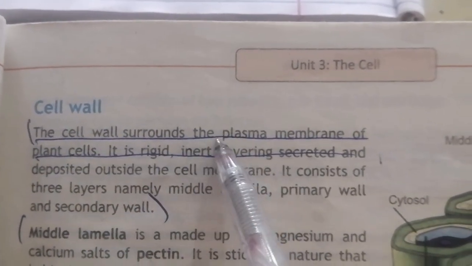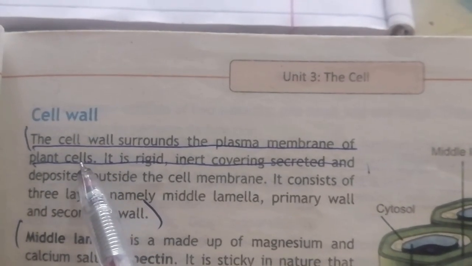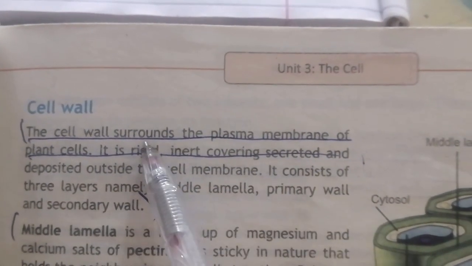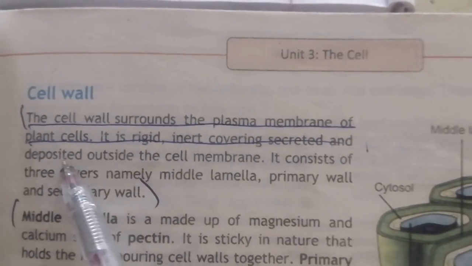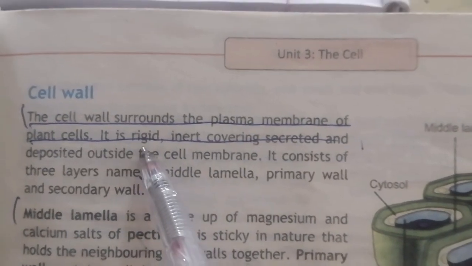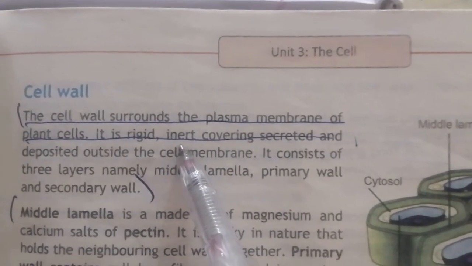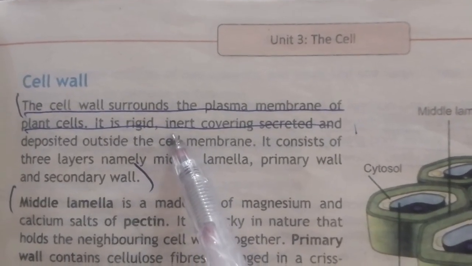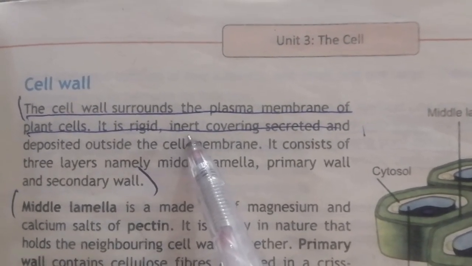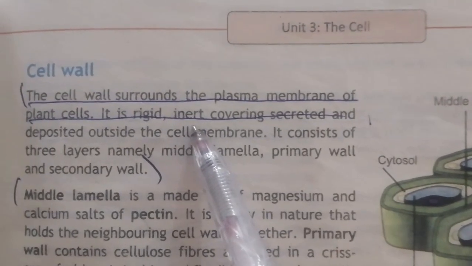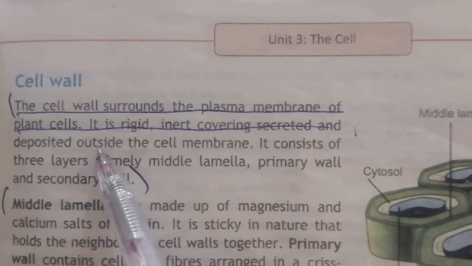The cell wall surrounds the plasma membrane of plant cells. Cell wall plant cell की plasma membrane के अतराफ में पाई जाती है. It is a rigid inert covering secreted and deposited outside the cell membrane. ये एक hard और ऐसी कवरिंग है, ऐसी आउटर वॉल है जिस पर किसी चीज़ का असर नहीं होता. ये इतनी ज़्यादा रिजिड है कि ज़्यादातर इस पर कोई केमिकल इसको मुतासर नहीं कर सकता या इस पर अफेक्ट नहीं डाल सकता. और इसकी जो एग्जैक्ट पोजीशन है वो सेल मेम्ब्रेन के अतराफ में होती है.